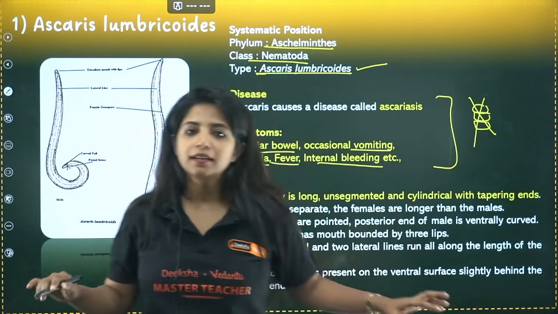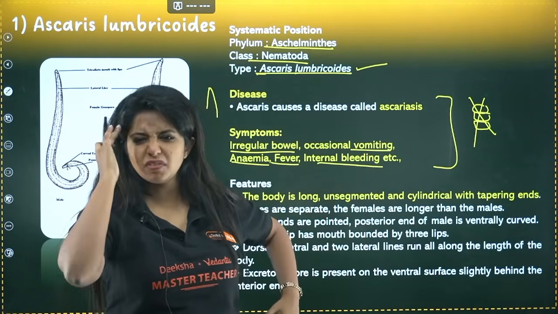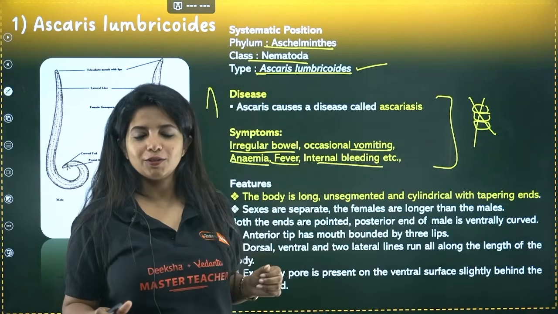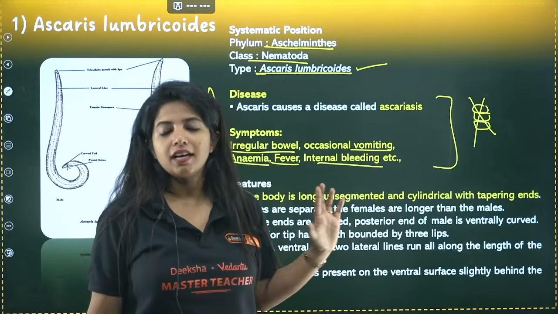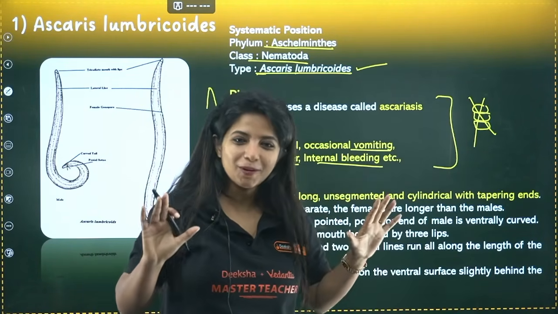Done? That's all. So if at all you remember Ascaris, the symptoms, internal bleeding, anemia, fever, irregular bowel, occasional vomiting, it's all cool. And then just remember their body is long, unsegmented, and cylindrical with tapering end. That's all. Done. Ascaris lumbricoides is done.